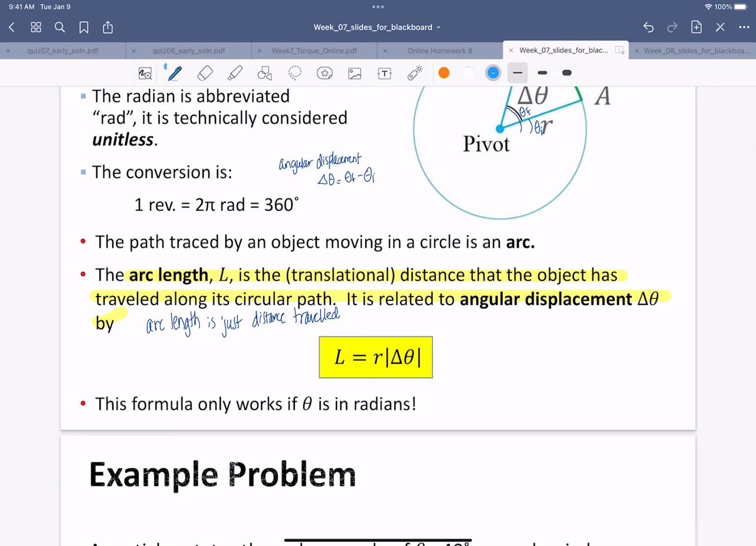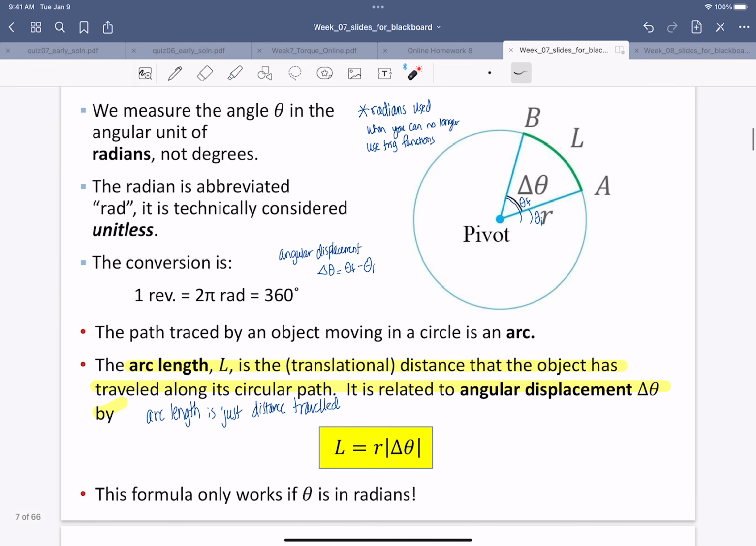So that would be pi over 2 radians in that case. With that, you would plug in pi over 2 radians instead of 90 degrees as your delta theta. And then if you have a radius of like 4 meters or 6 meters, you multiply that together, and that's how you get your arc length. That'll be the translational distance, the actual distance in meters or centimeters or kilometers that you cover over that specific angular position.